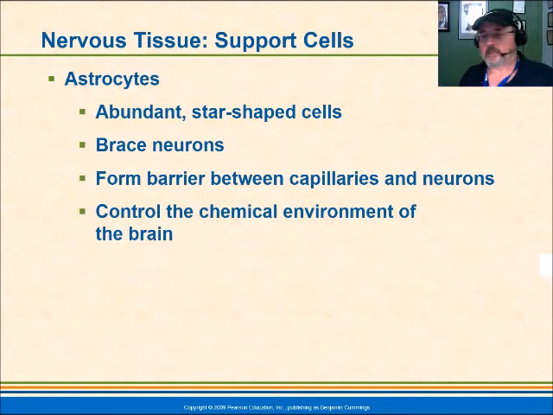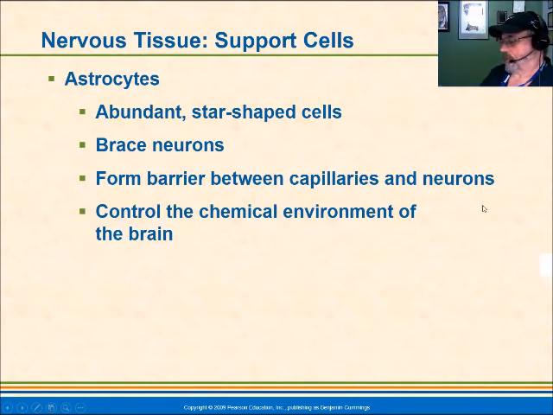Now, the most abundant cells that we deal with are the astrocytes. They're called astrocytes because they are star-shaped, like astral. They help brace neurons. Beyond that, they also form a barrier between capillaries and neurons. They control what goes into the neurons. These are very important cells, and we don't want toxins to get to them. We don't want other substances that could cause harm.